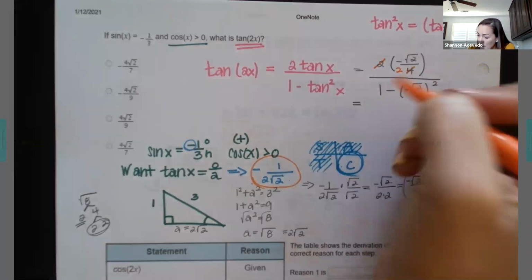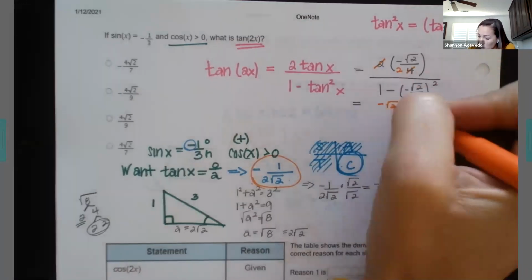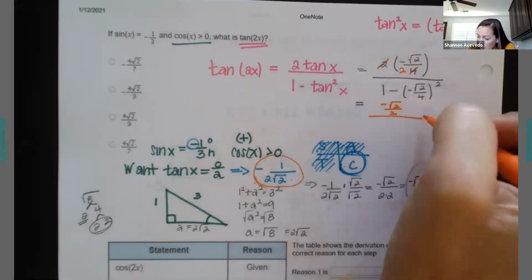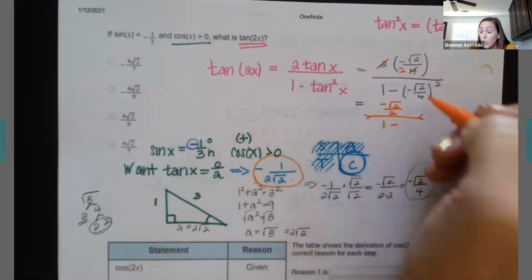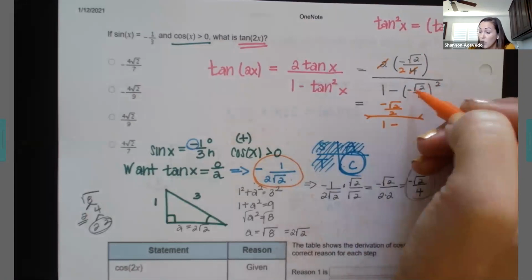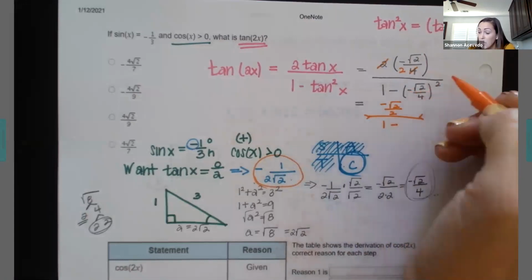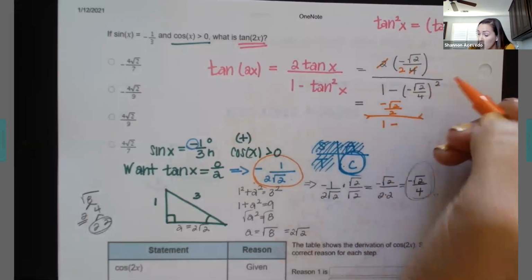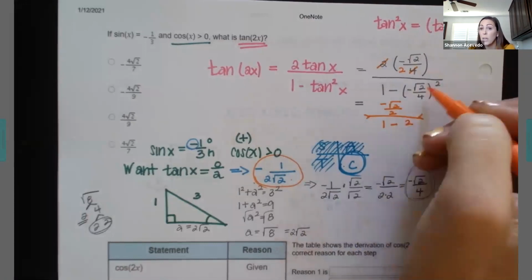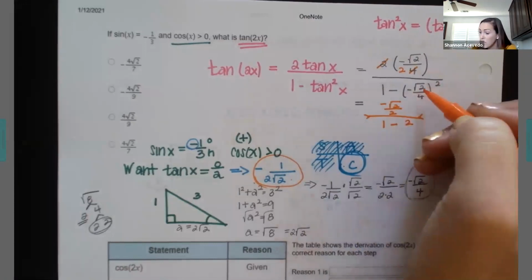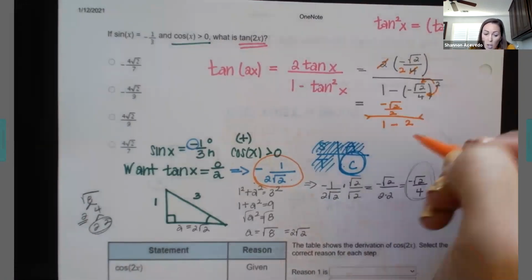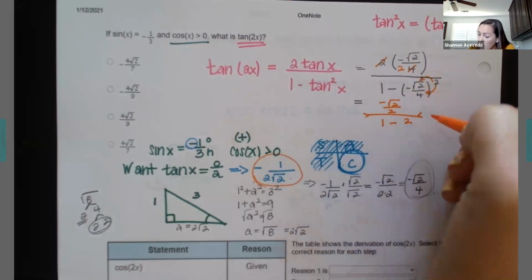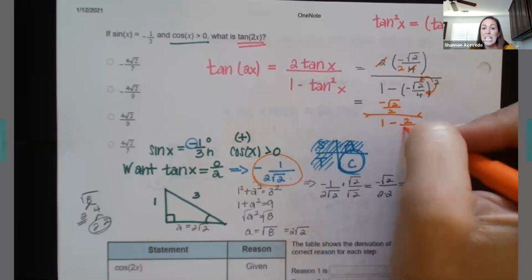So I end up with negative square root of 2 over 2 divided by, this is going to be 1 minus the square root, negative square root of 2 squared. That's going to make us the positive 2, right? Because the square root of 2 squared is square root of 4, which simplifies to 2. So this goes here, but it also goes to my denominator, which is going to be 2 over 16.